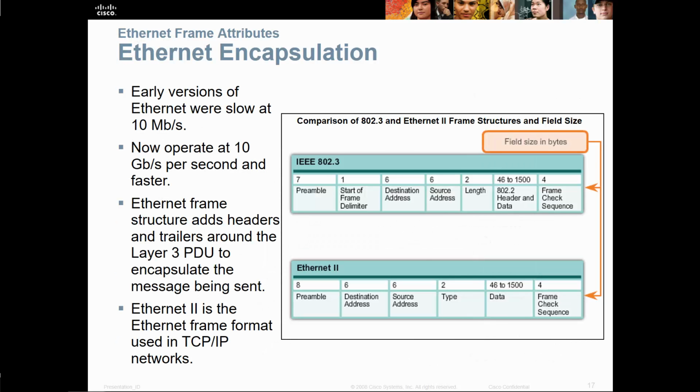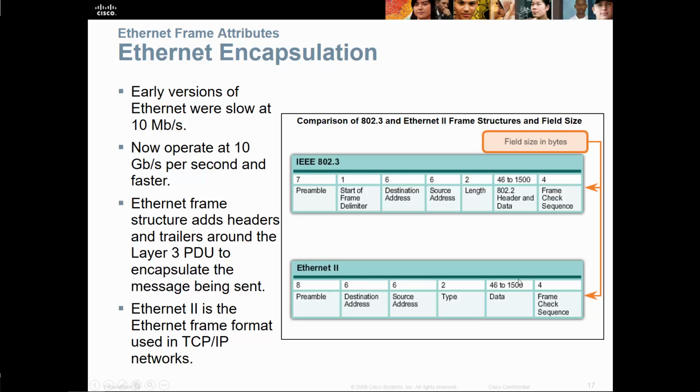Here we have our earlier versions of Ethernet. That was our 10 meg. Now we can do 10 gig. And our Ethernet frame structure adds headers and trailers around the layer 3 packet or layer 3 PDU, thus encapsulating the layer 3 PDU, turning it into a frame. Ethernet 2 is the Ethernet frame format which is typically used in our TCP/IP networks. Even though we say Ethernet, it's a second evolution of Ethernet. So here we have our 802.3 and we have our Ethernet 2. You're going to notice they're similar.